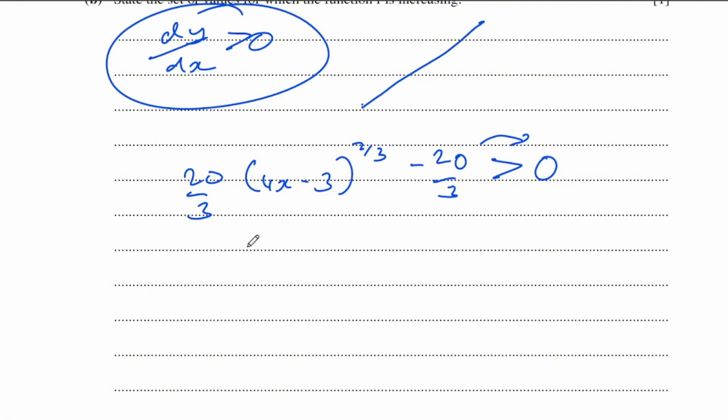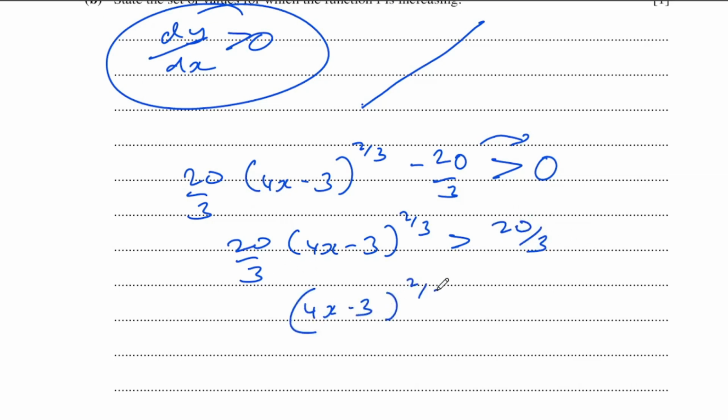Take this to the other side, we end up getting 20 over 3, 4x minus 3 power 2 over 3, greater than 20 over 3. This just becomes greater than 1. So 4x minus 3 power 2 over 3 greater than 1. And then we end up getting, basically, this is an inequality situation.